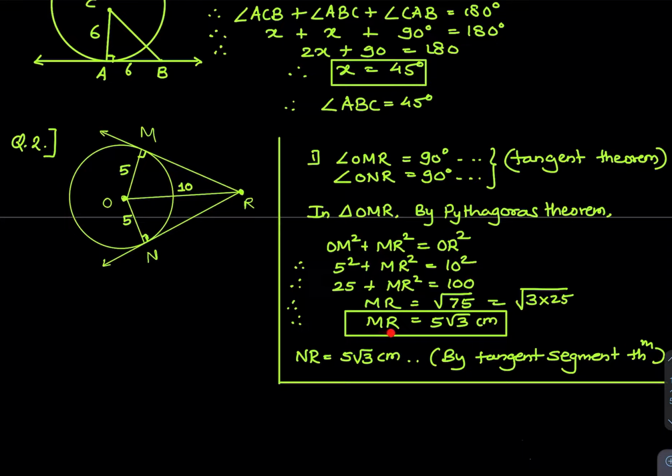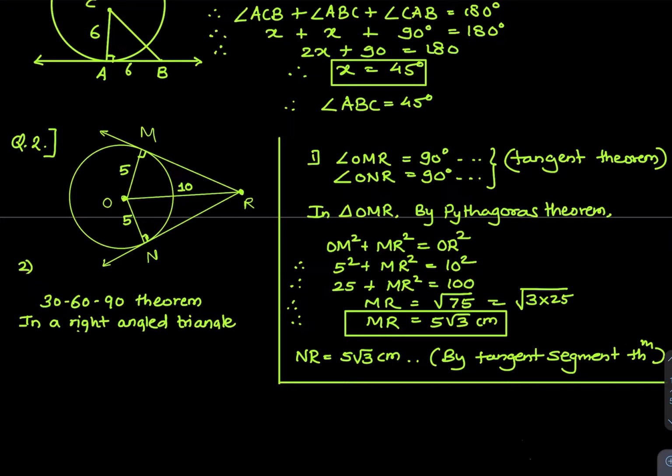As MR and NR are equal by the tangent segment theorem, NR is also 5 root 3 centimeters. So here you get both the tangent segments. Now in the second question we will use the 30-60-90 theorem. So we need to find this angle MRO. So what does this theorem say?